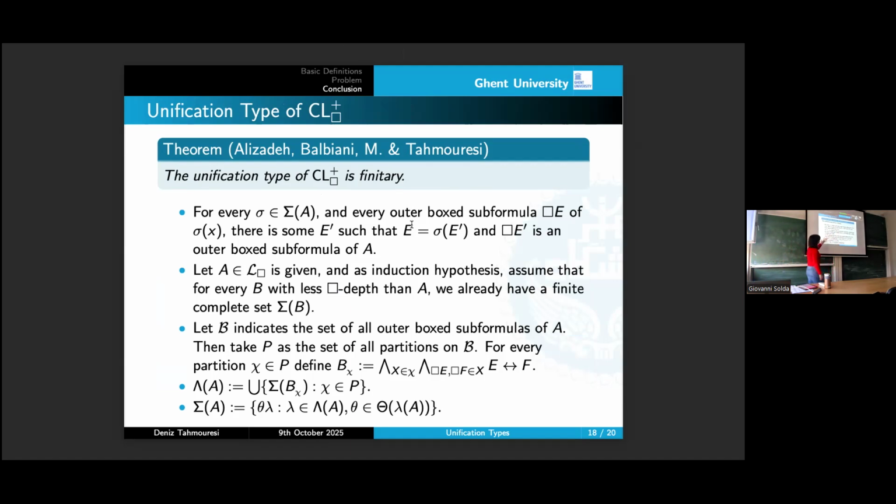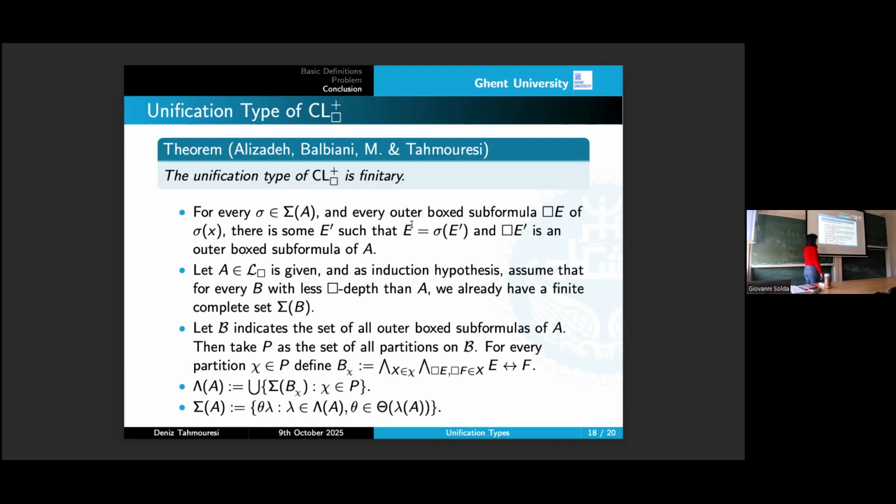Then for A in L box, we can do the proof by induction on the depth of A, and by box steps, we mean the depth of the boxes that appear in the formula. By the induction hypothesis, we assume that formulas which have less depth than A have a complete set of unifiers, which we call sigma B.